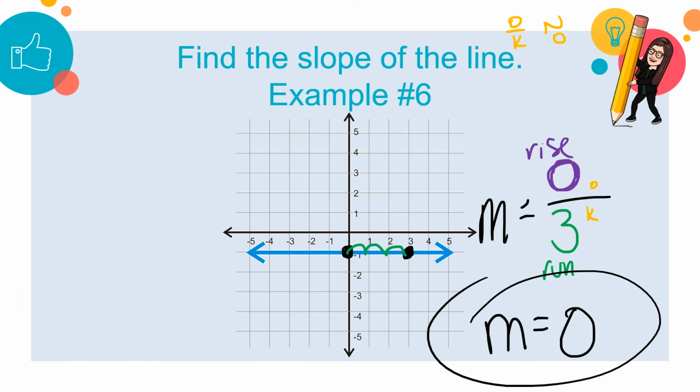Let me show you my little Mortvet trick again. No special meaning. Draw a stick figure. Can a person walk straight across a floor? Yeah. Is that person going up or down? Not at all. Their slope is 0 because they're not going up or down.